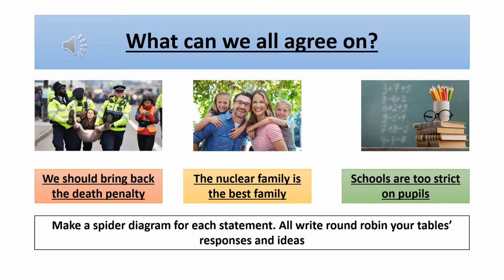We discussed whether that was a good analogy, whether that worked or not, and we had some really interesting discussions. We then looked at different debates and how people can have a consensus or not. So we looked at controversial ideas such as the death penalty, the nuclear family, school rules, linking it to our social control lesson from the other day.